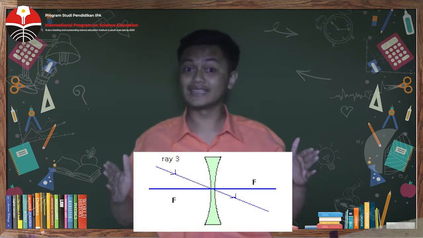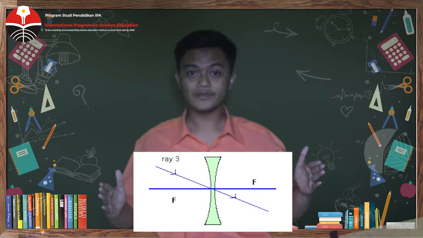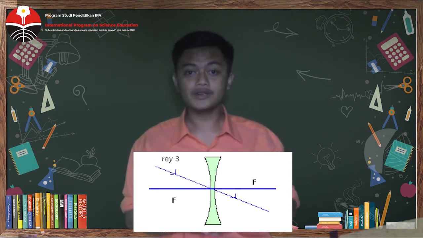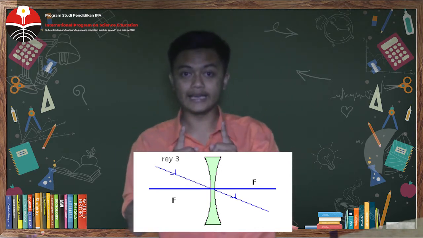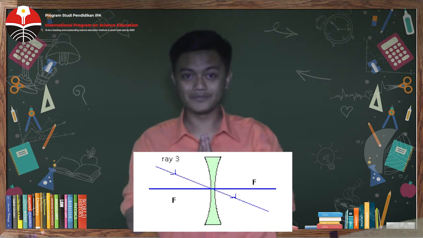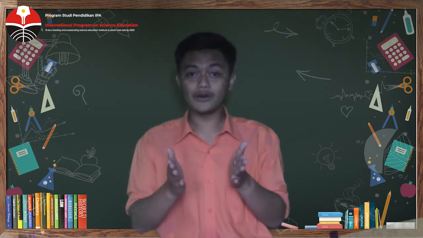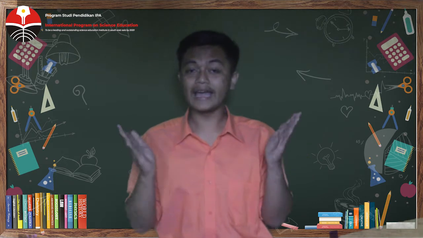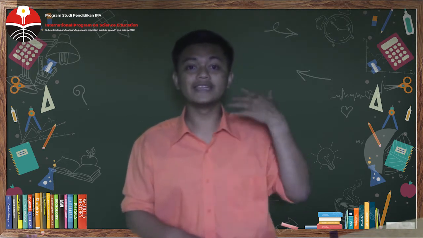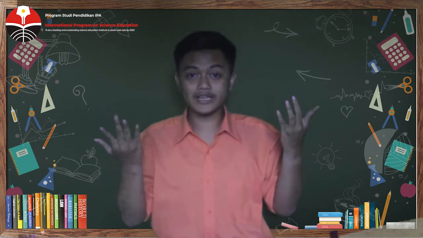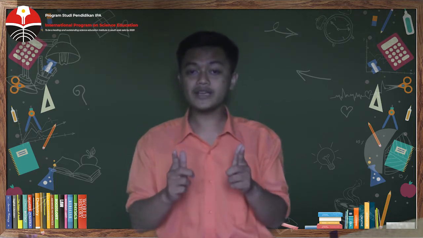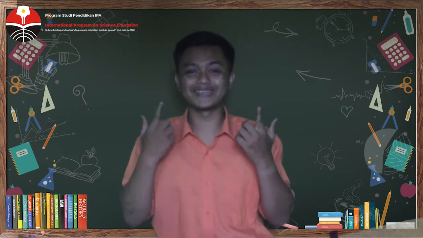And then the last special ray, which is the third ray, says that the light will come through the optical center and then will instead be forwarded, not refracted. So that's all about the special rays of the convex lens and the concave lens. And then after you know about the special rays in the convex lens and the concave lens, I will tell you about how to make the image formation of the convex lens and the concave lens.